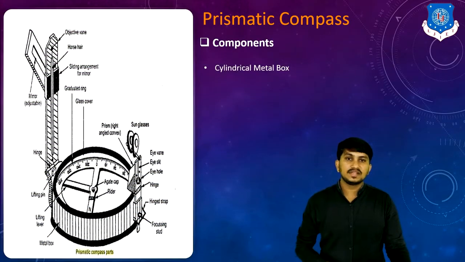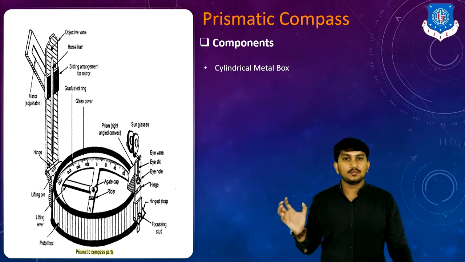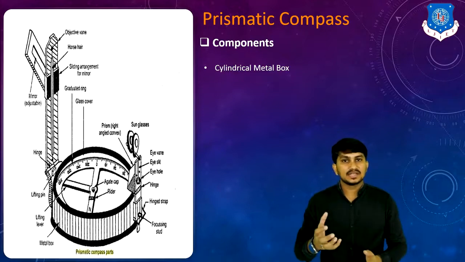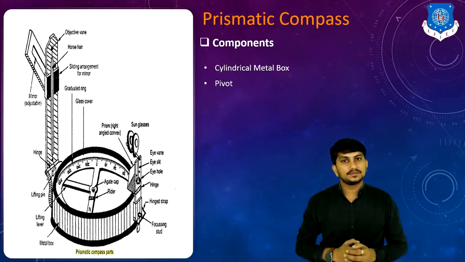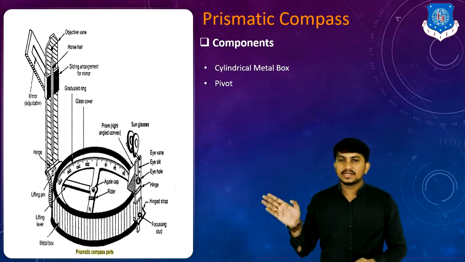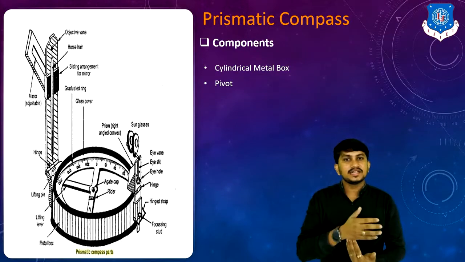First component of the prismatic compass is the cylindrical metal box. This forms the body of the compass. It protects the compass from dust as well as rain. Second is the pivot, which is below the magnetic needle. It supports the magnetic needle.